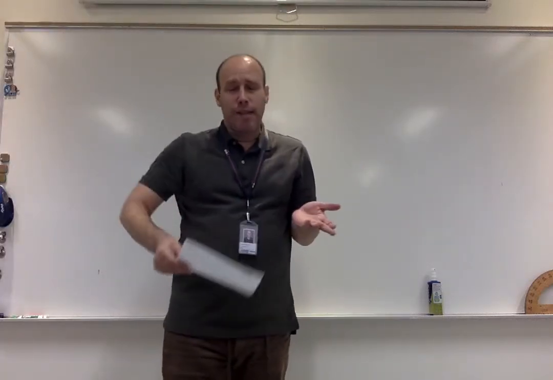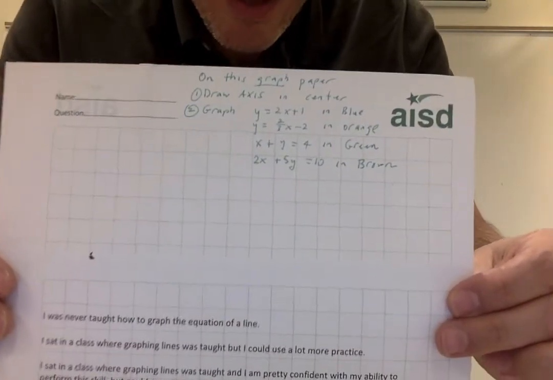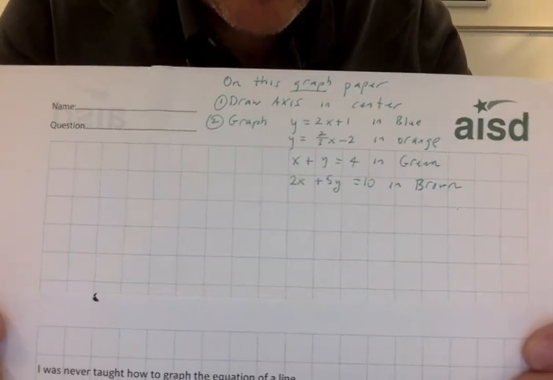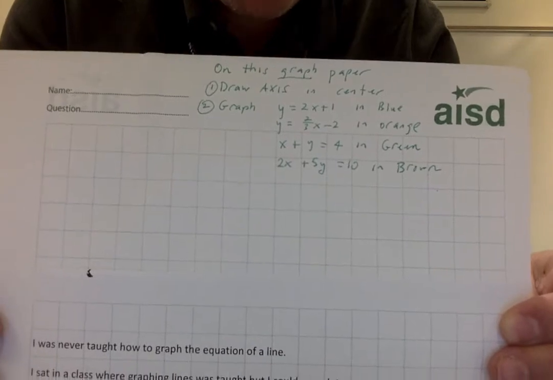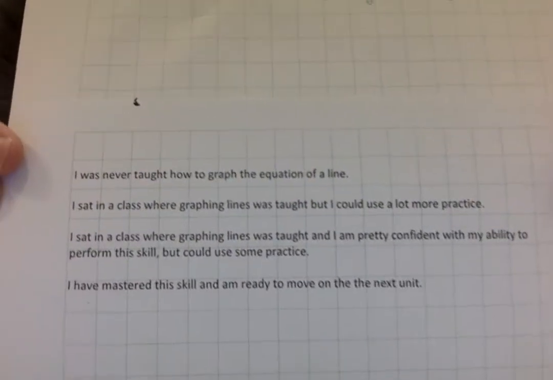So we're going to move on to the next unit, which is systems of equations. But the first part I usually do is graphing, and I posted this exercise. Basically, I have you graph these lines by hand. I took a picture and posted it, and then I ask you a couple of questions.